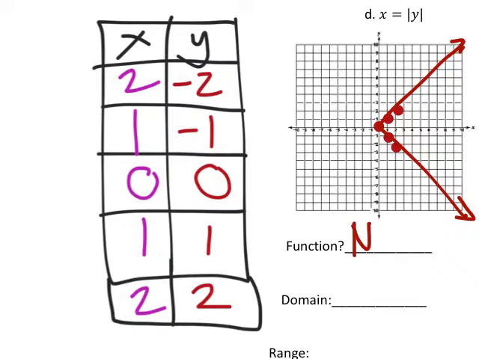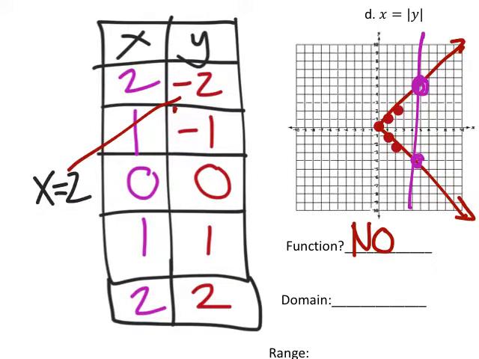Is this a function? No, it is not. Because in the vertical line test, there's a vertical line and it intersects right here and right here. So we have two values, meaning when we put x in, we don't know what will come out. For example, even in the table we can see this. If I say x is 2, do I know what will come out for y? No. It could either be a negative 2 or a positive 2 here.